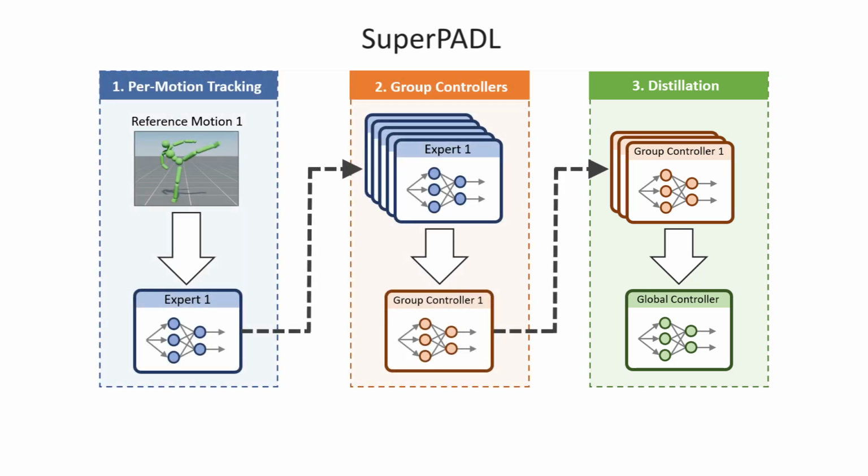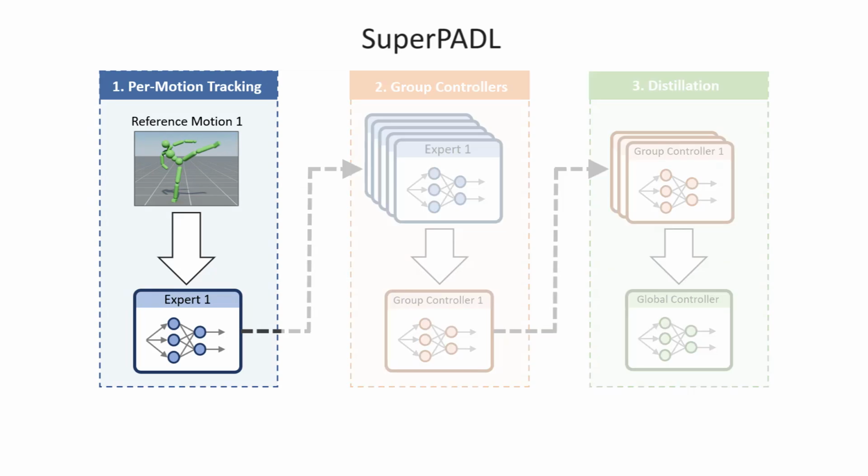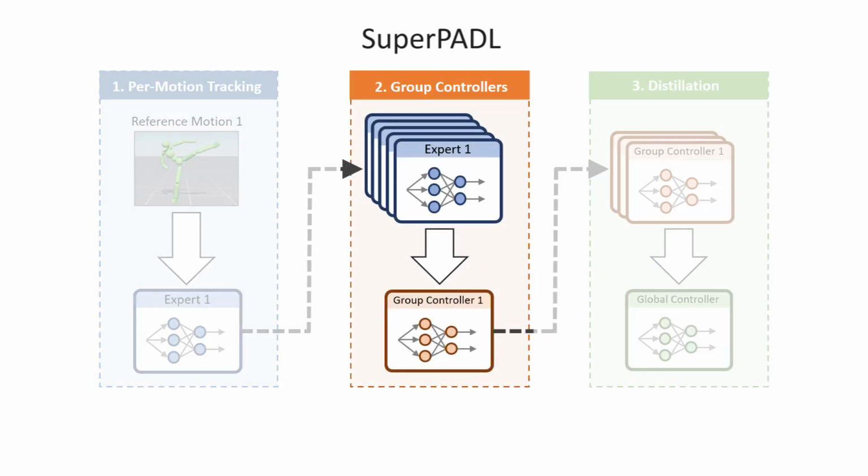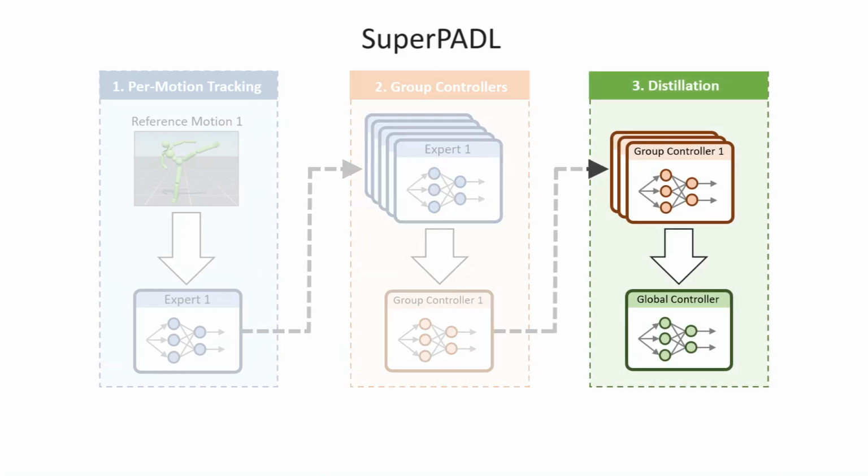In each stage, we progressively produce more general-purpose and capable models. At the same time, our training objectives evolve from pure reinforcement learning in the tracking stage to a hybrid RL-BC approach in the group controller stage to a purely supervised distillation objective in the final stage.